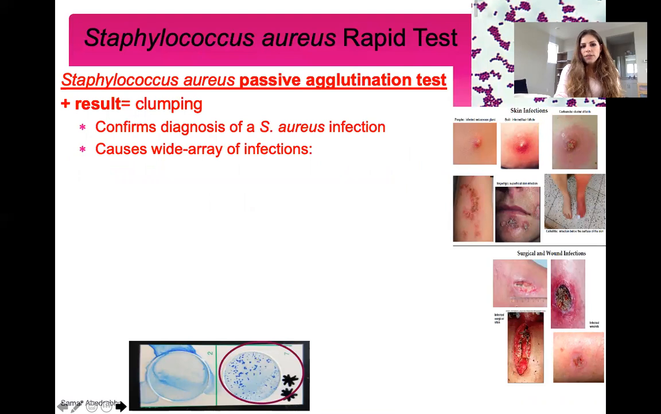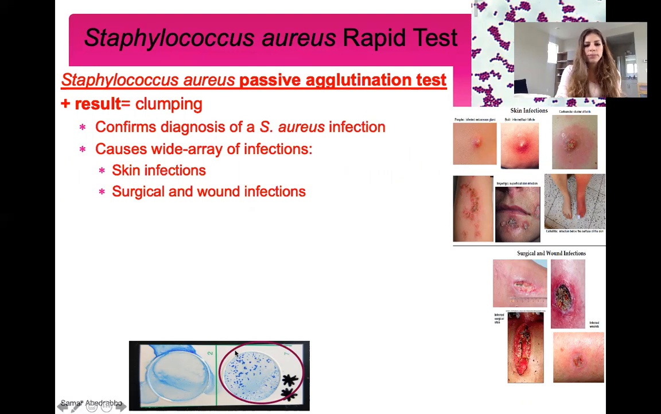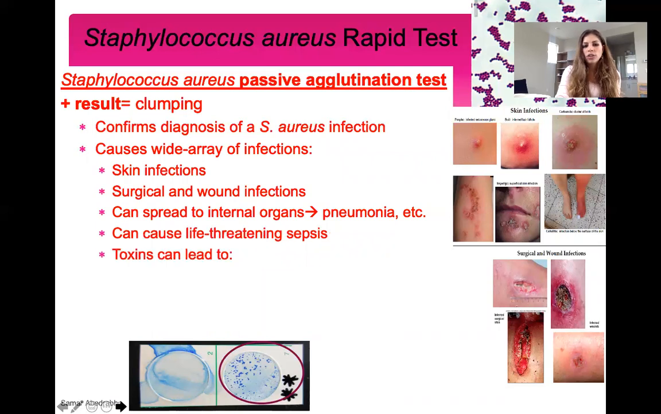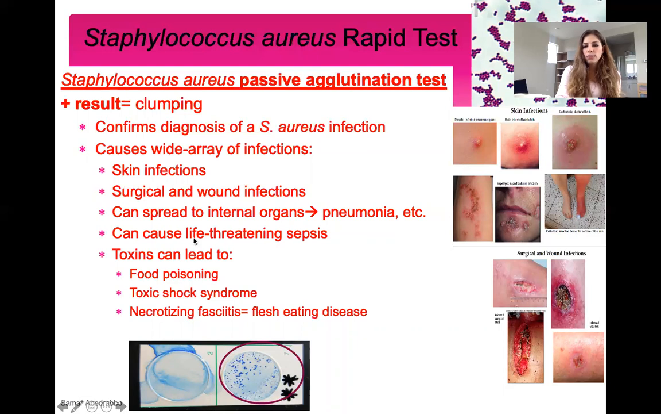A positive result results in clumping. This confirms diagnosis of a Staph aureus infection. Remember, Staphylococcus aureus are coccus shaped, so if you were to look at them under the microscope, they're little circles in clusters. These can cause many different infections. If you do get a Staph aureus infection, it can cause skin infections and surgical and wound infections, and it can spread to internal organs and cause many different infections such as pneumonia. They can affect the lungs.